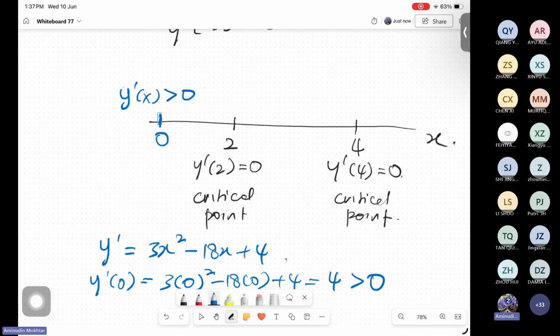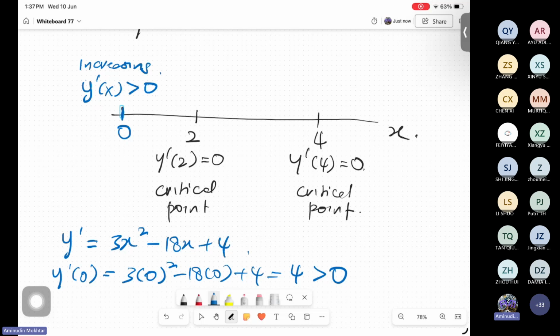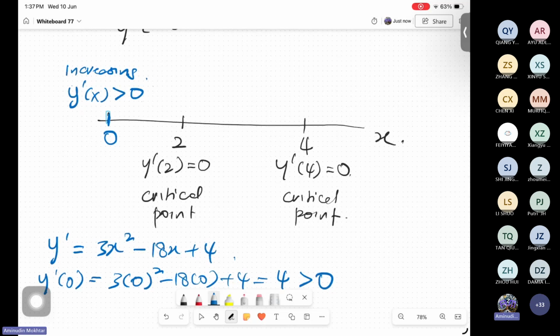So in other words, the slope is positive. When the slope is positive, we can conclude that in that area, before 2, the function is increasing, because the slope is positive. Now I need to choose any value of x between 2 and 3.